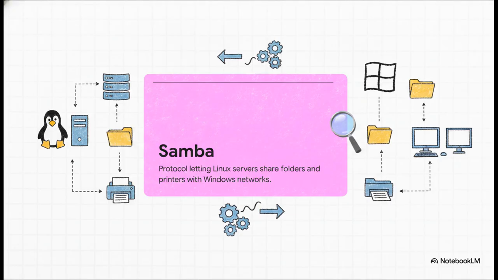Say you've got a Linux server, but the rest of the office is running on a Windows network. Enter Samba. Samba is basically the ultimate peacekeeper protocol. You set up Samba on that Linux box, and suddenly it can share folders and printers just like a native Windows server. It bridges the gap and acts as the perfect translator in a hybrid office environment.